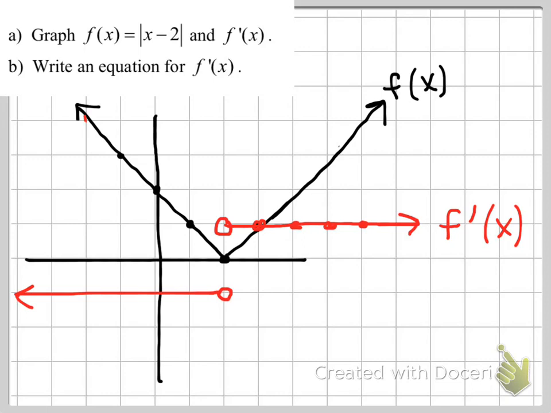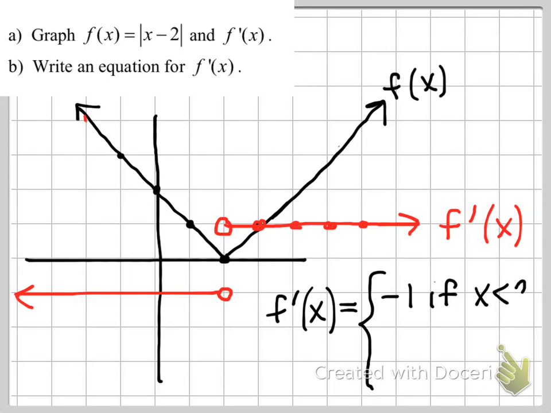Now for part B, we want to write an equation for f prime. So, since f prime is piecewise, we'll write a piecewise function. We'll start on the left-hand side, which is a horizontal line of y equals -1. And we know that we'll have a horizontal line if the x values are less than 2. So that's taking care of this part of the graph.